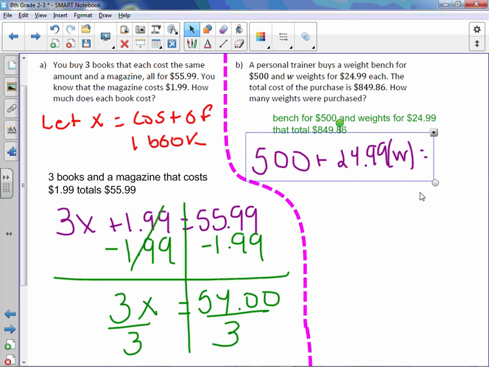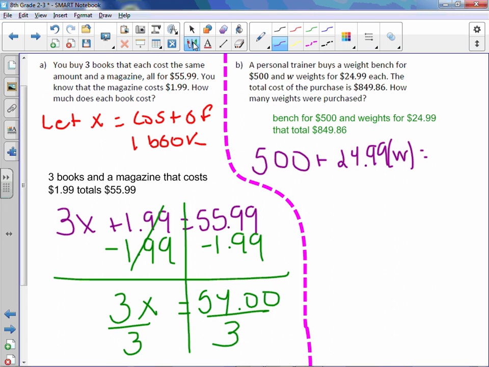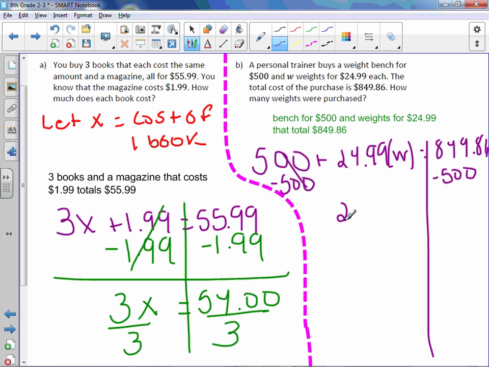I'm just going to move that over. And now we solve. We're going to subtract 500 from both sides. We get 24.99 W equals 349.86. And then we're going to divide by 24.99 on both sides.